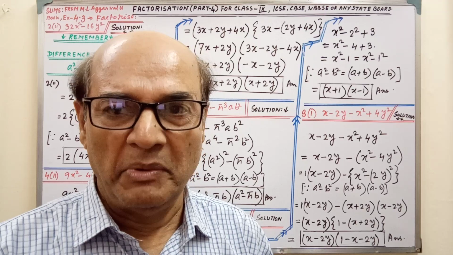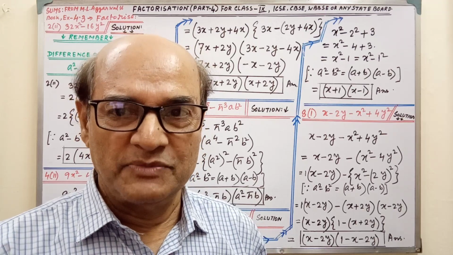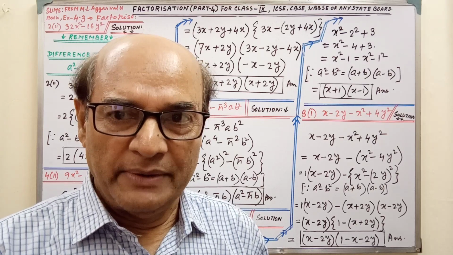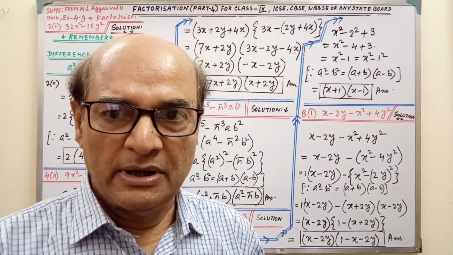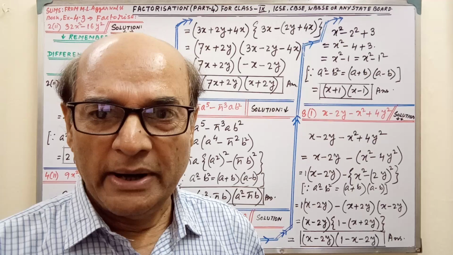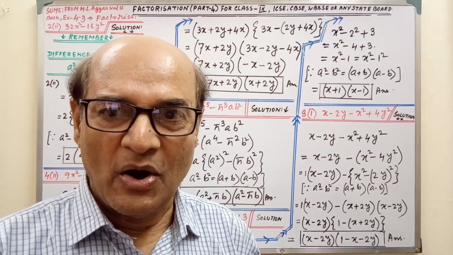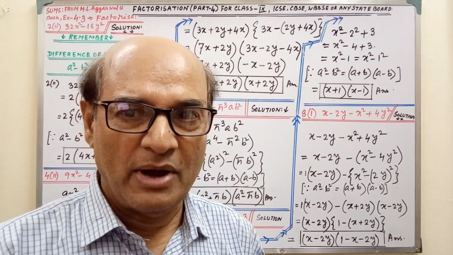First, you have to remember the formula a square minus b square, that is a plus b into a minus b. If the expression is exactly in the frame, then no matter, but if not, you have to express it in the frame of a square minus b square, then you have to factorize.